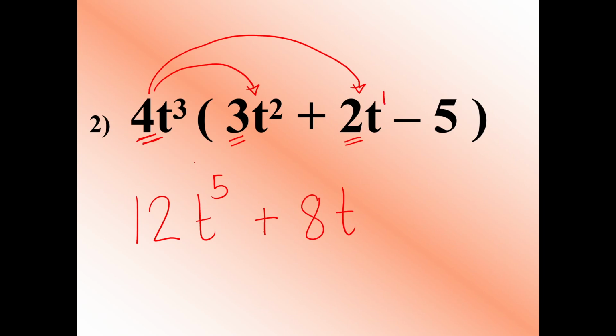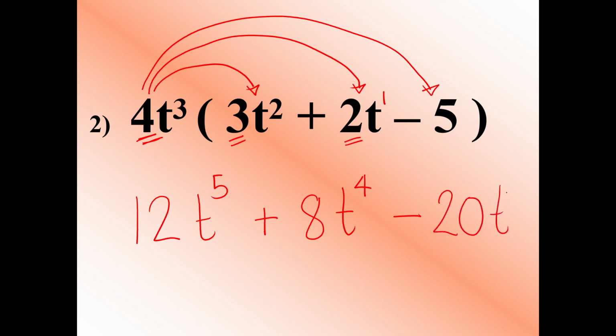3. 4. Yes, sir, 4. It's 4 because 3 plus 1 is 4. Very good. Bring down the sign. I already brought down the plus, brought down the minus. Now distribute. How much is the number? 20. 20. T. Yeah, t. 3. Very good. Our answer comes first.